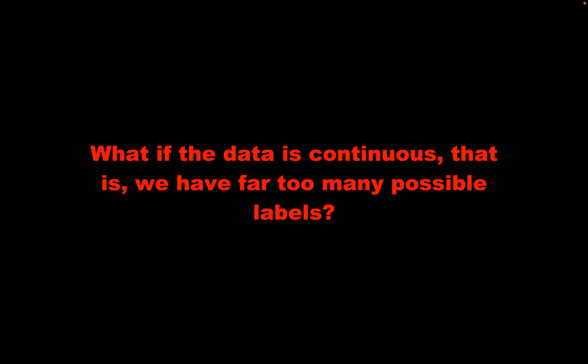Another metric that often has to be considered is mean square error. Now, mean square error is used more in contexts where the data is continuous. That is, we just have far too many possible labels. Now, in actuality, the data might not be truly continuous in the precise mathematical sense. However, the point is there's just far too many labels to really construct a confusion table.